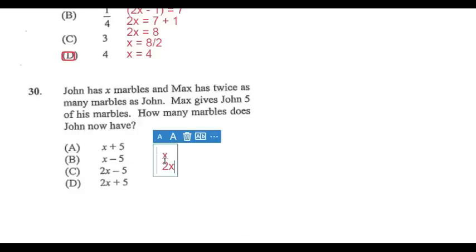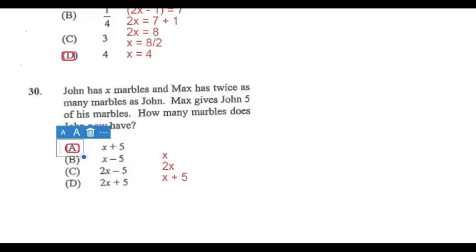So it says Max gave John 5 of his marbles. How many marbles does John now have? So John had X marbles and Max gave him 5. So it will be X plus 5, and therefore answer 430 is A.